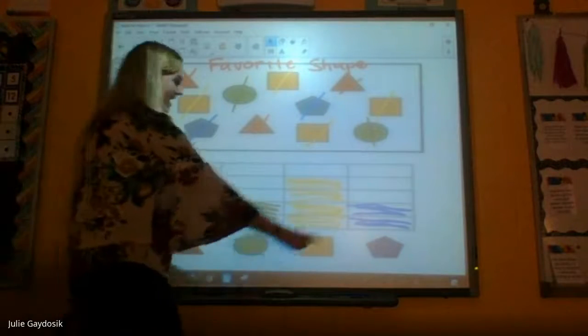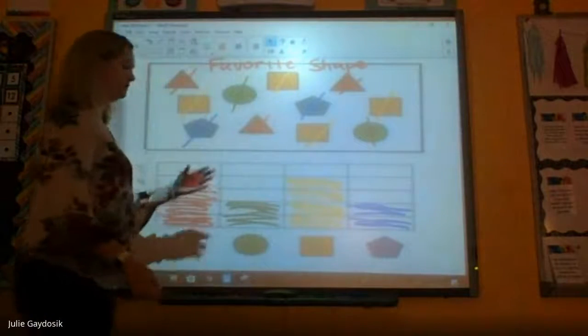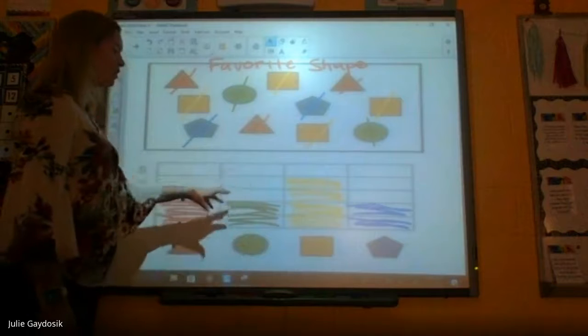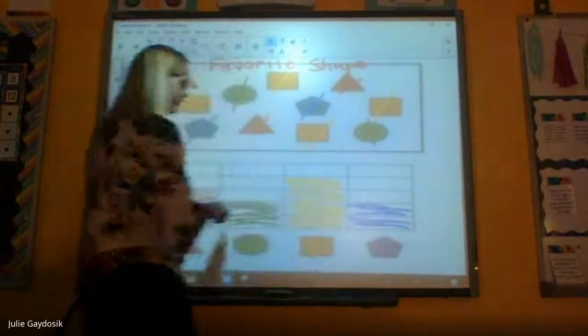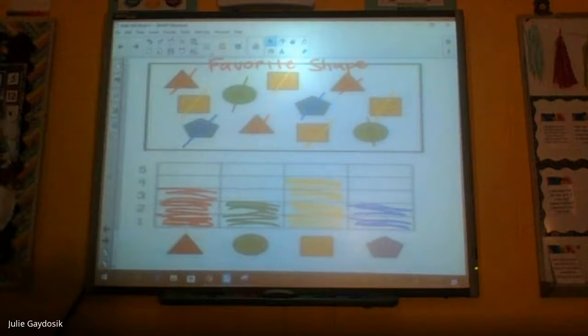Both an oval and a pentagon. So I could have asked which 2 have the same amount of votes, and that would have been an oval and a pentagon because they both had 2. Now I want to know how many more votes a rectangle had than an oval.